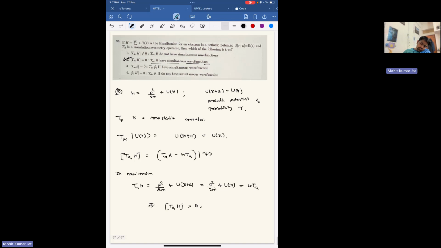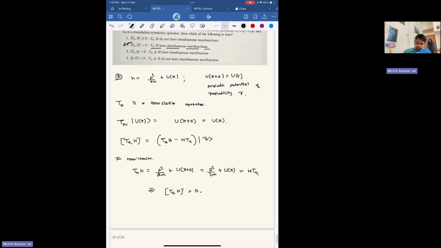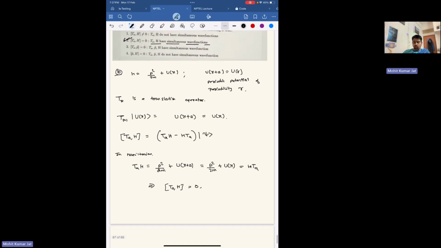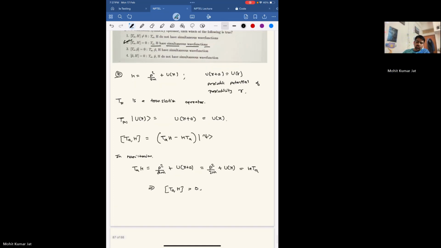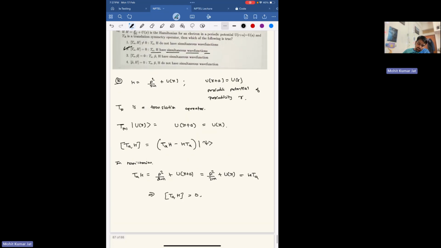Now coming to the third question. The simultaneous wave function can be understood like if the two operators commute, then they will have simultaneous wave functions. You can get it from the determinant of H minus E, the way you determine the eigenvalues. Or there are the fundamentals, like the Griffiths book, you can read for more detailed understanding. Now the option number 3.